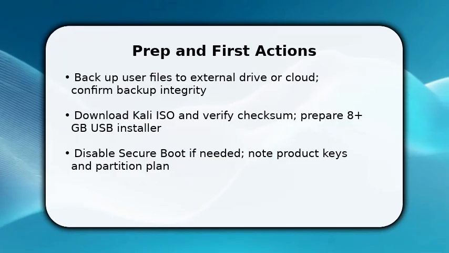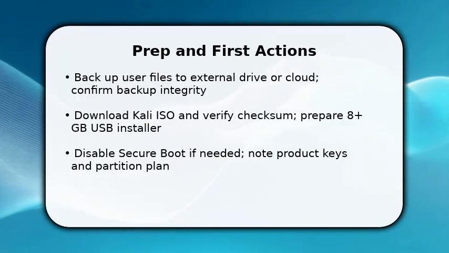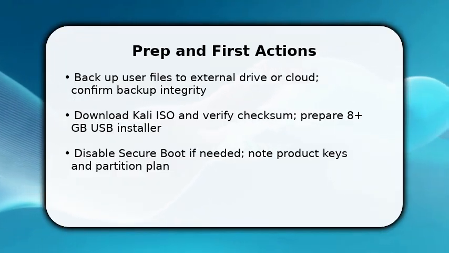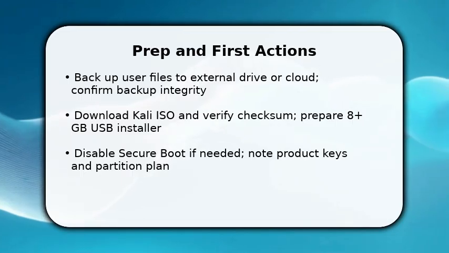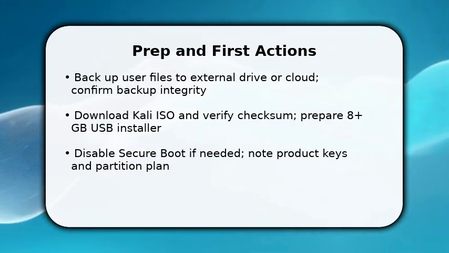You start by protecting your data. Backup documents, pictures, and any license keys. Once done, download the Kali Linux ISO and check its checksum to ensure integrity. Make a bootable USB with a tool like Rufus, selecting the correct partition scheme. Make sure to disable Secure Boot in BIOS if your USB won't boot.